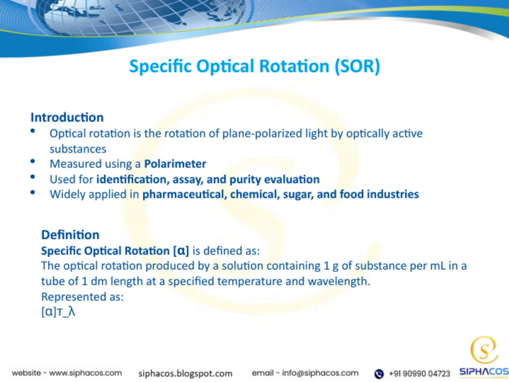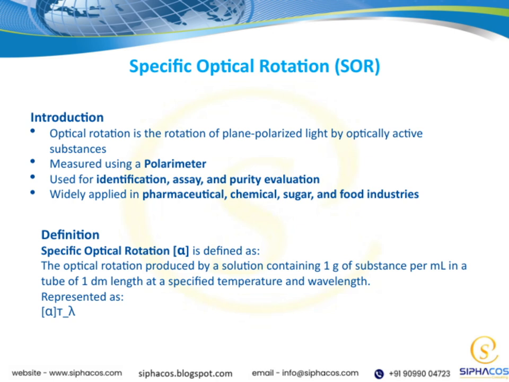the measurement is taken. Now, moving on to the concept of optical rotation itself. This refers to the phenomenon where plane polarized light is rotated when it passes through an optically active substance. This property is really important because it allows us to identify and analyze chiral compounds. To measure this rotation, we use a device called a polarimeter. It's a crucial tool in our field, especially because it helps in identifying substances, determining their concentration, and assessing purity.